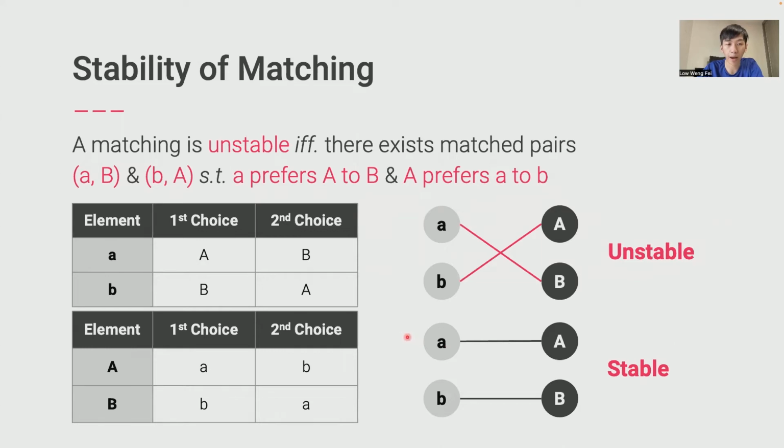But what do we actually mean by a matching that is stable? So we say that a matching is unstable when there exist matched pairs small a capital B and small b capital A, such that small a actually prefers capital A to capital B, and capital A actually prefers small a to small b. So given the order of preferences in the previous example, this matching on the top is actually unstable because small a actually prefers capital A to capital B, but is matched to capital B. And capital A also prefers small a to small b, but it is matched to small b. The matching on the bottom here is unique. It's the unique stable matching between the two sets for this particular problem instance.